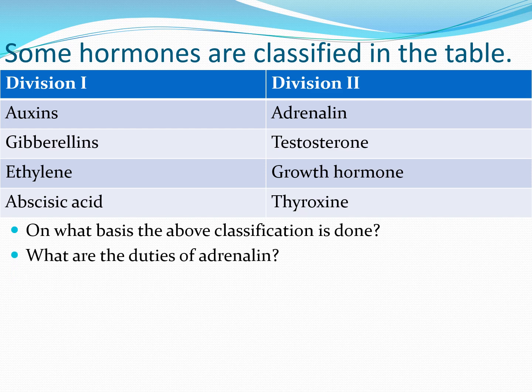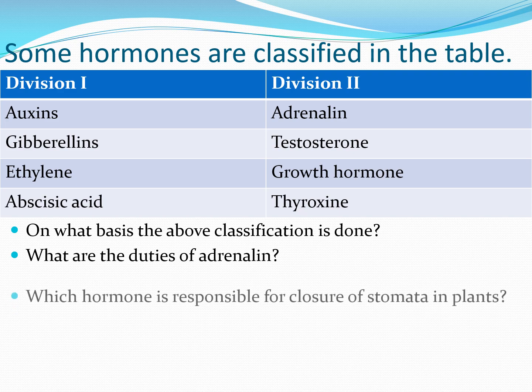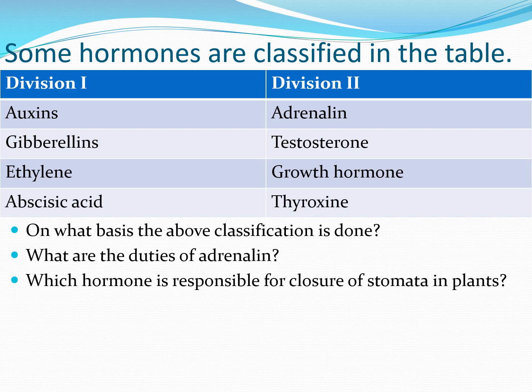Second question, what are the duties of adrenaline? Adrenaline controls emergency conditions. That's why adrenaline is commonly called the fight or flight hormone or emergency hormone. It regulates heartbeat and dilates the pupil, etc. Next, which hormone is responsible for closure of stomata in plants? Abscisic acid, ABA, is responsible for closure of stomata.